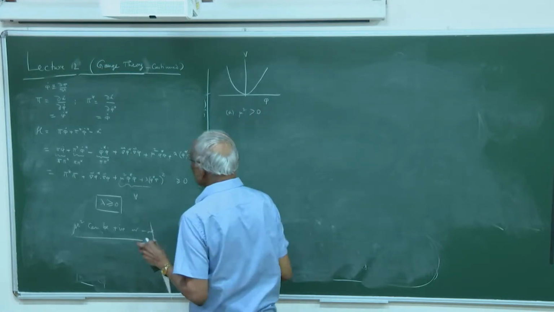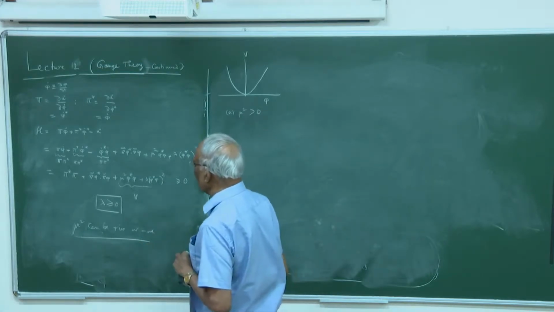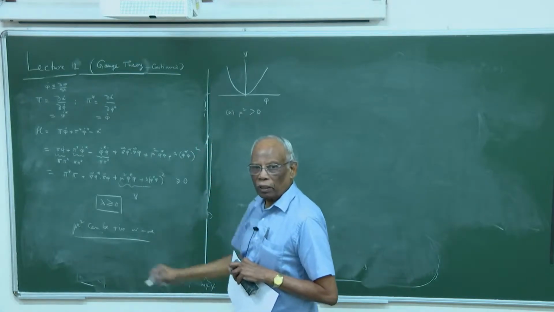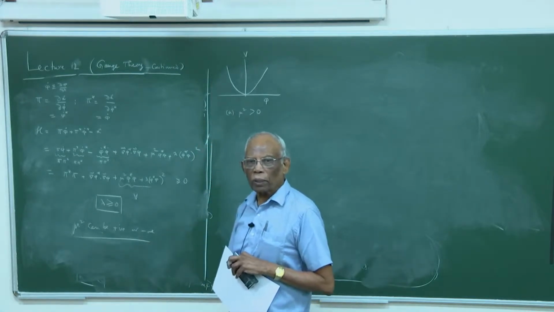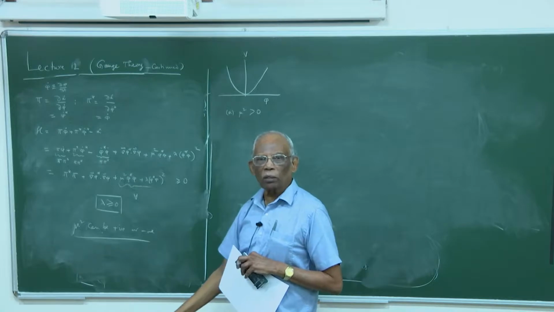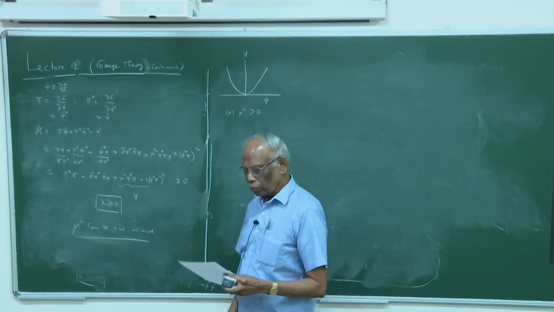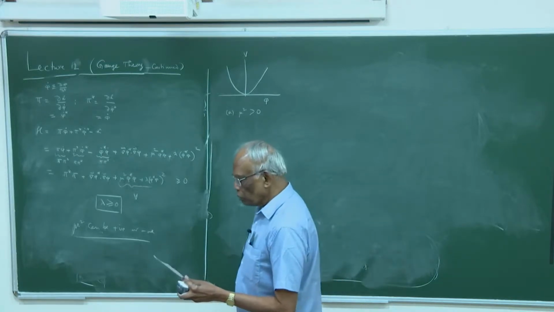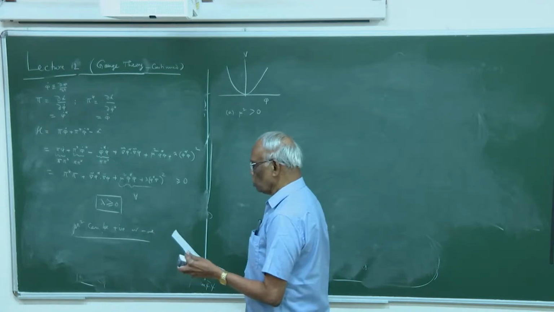In this case, mu squared corresponds to the mass of the particle, the spin zero particle, and there is nothing more to be said. There is nothing more of interest here. But the case which we are going to consider is mu squared negative.